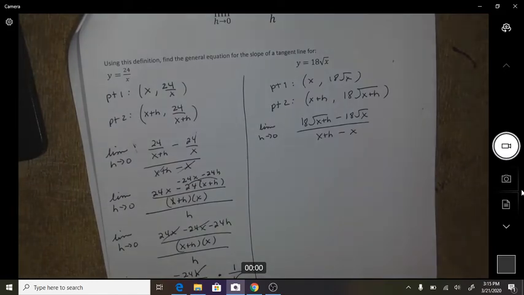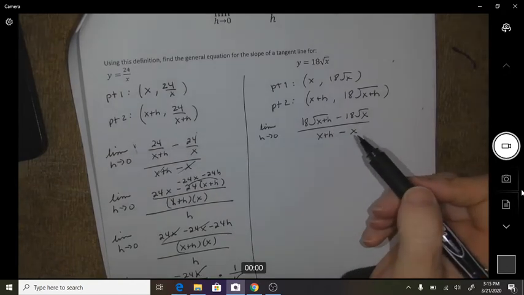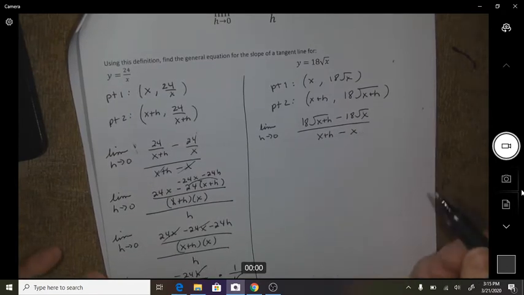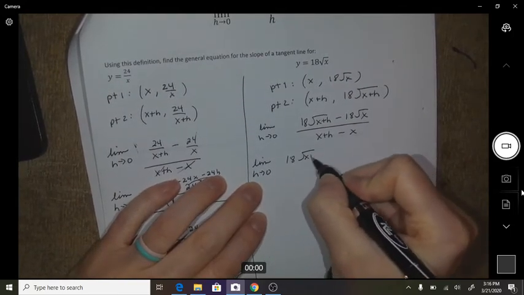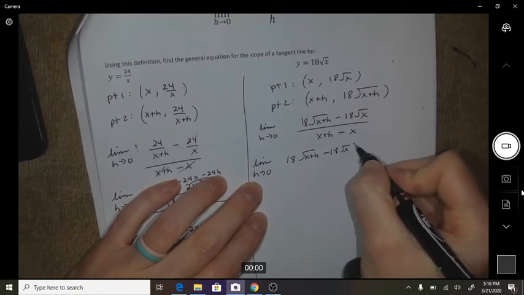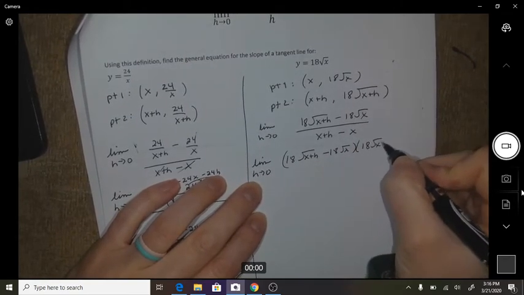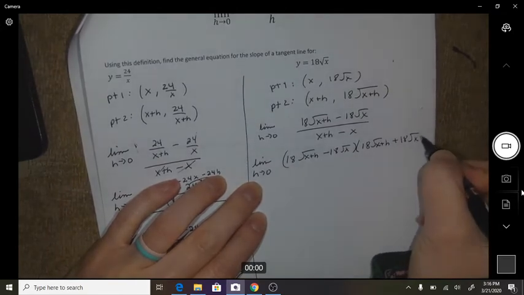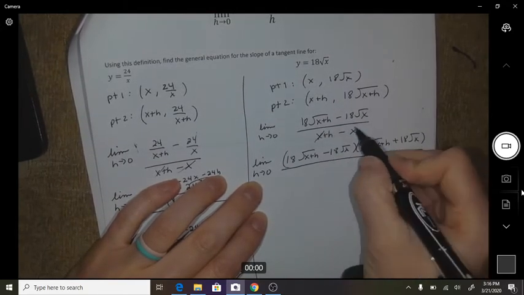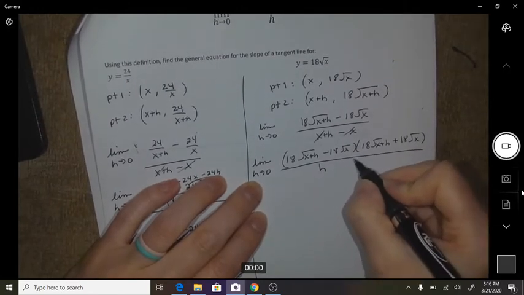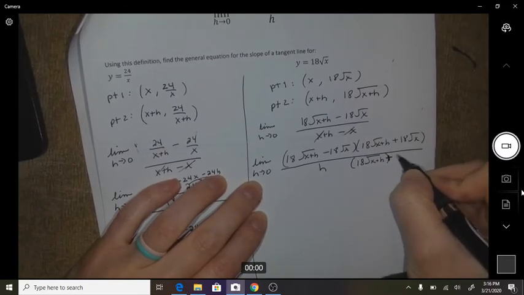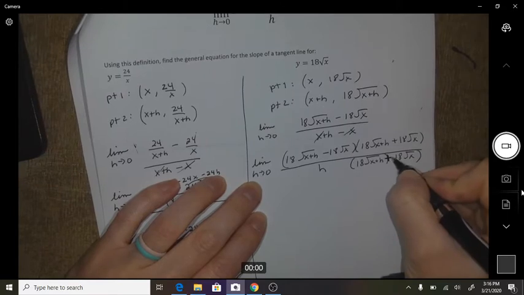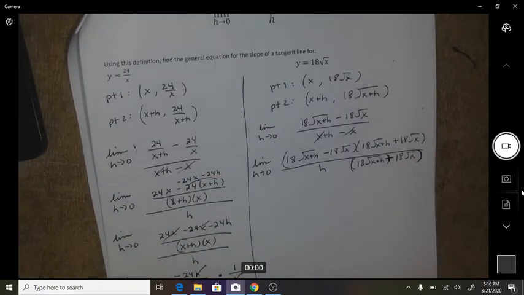Okay, so now I have to think about what my strategy might be on this one. So we've worked with radicals before, so I'm going to do multiplying by the conjugate. So you've heard that before. So it's going to look like this. Same thing except with a plus. I know that those x's were gone, so that's just an h. Okay, so that's the conjugate.